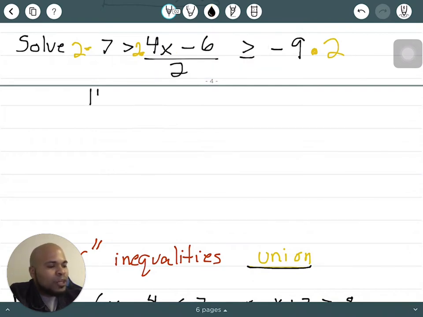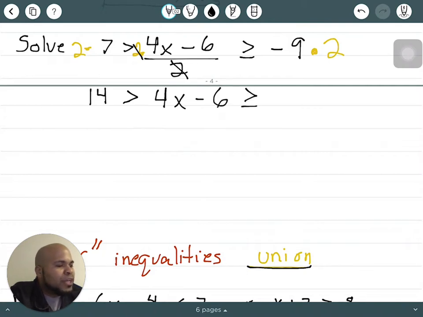7 is 14, which is greater than, the 2's cancel here. You don't have to distribute the 2 because the 2's cancel. 4x minus 6, which is greater than or equal to negative 18, because negative 9 times 2 is negative 18. Now, this is like a 2-step problem, because x is not by itself, because it's being multiplied by 4 and subtracted by 6. So my next step is to add 6 on both sides.